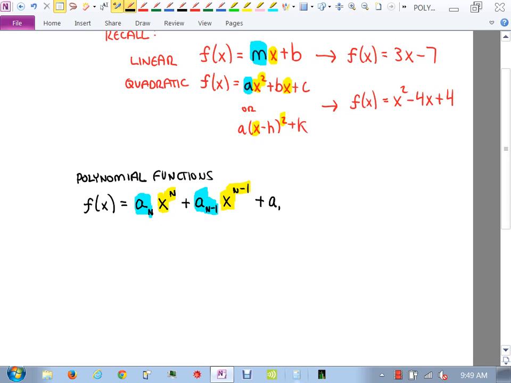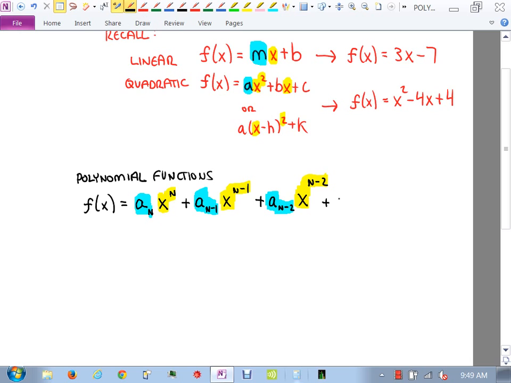Plus a sub n minus 2 times x to the n minus 2. So what's happening there? Taking the power on the x down again, right? This time by 2. So if the very first one, x to the n, if n was 7, right? That second term would be a 6 on the x, and the next one would be a 5, wouldn't it? Plus, oh, wait, I didn't say. The a sub n minus 2, that's just another number, okay?